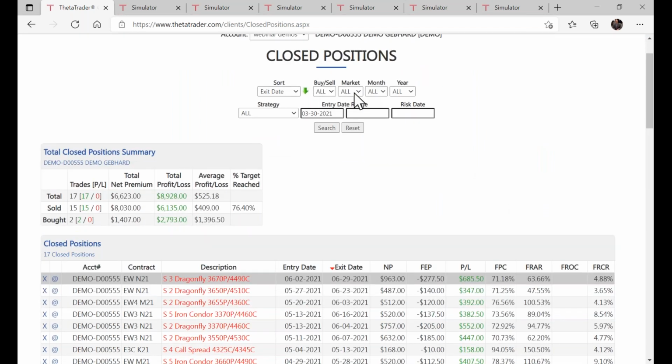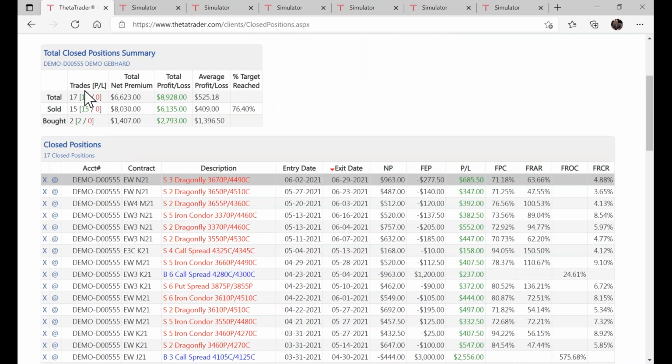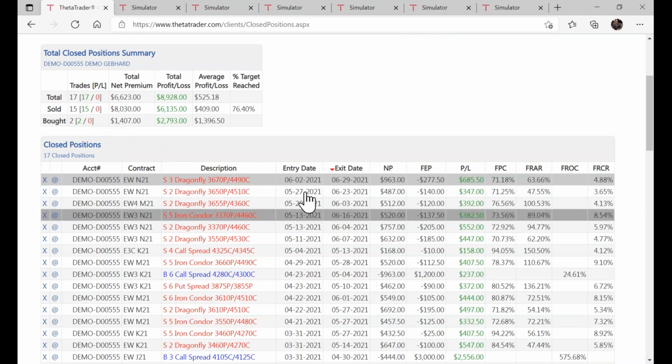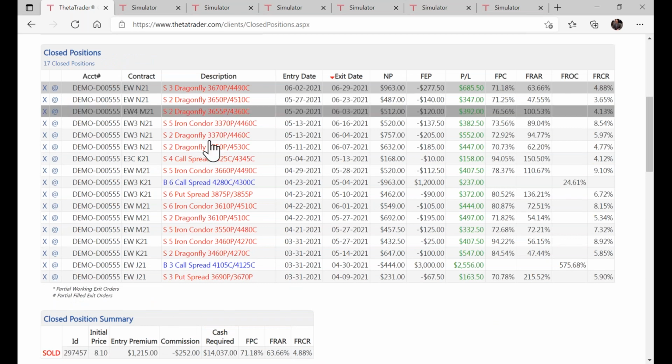So you can filter for anything here that you wanted, or just look at everything on the page. There's 17 on the page. In the demo account here, I don't want to suggest that everyone's going to have all winners all the time, but that happens in the demo account, especially when you're selling premium. These are higher probability trades. Let's remember that. So 17 trades, 17 winners, 15 short positions, and 2 long positions here, and the total profit and loss here. It gives you all the history here on these trades.